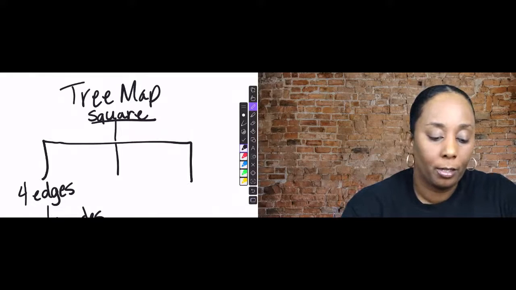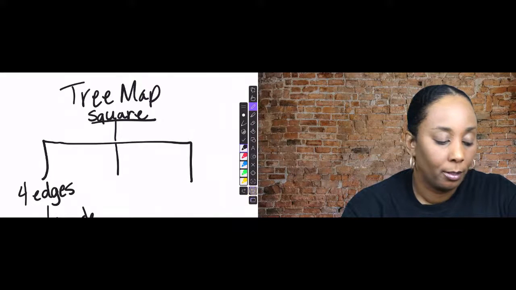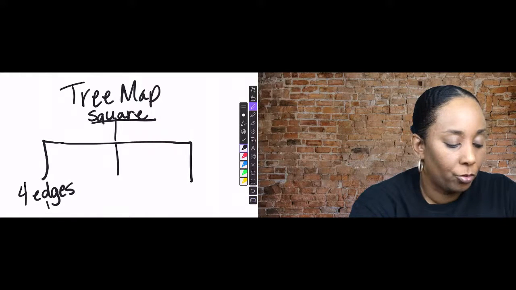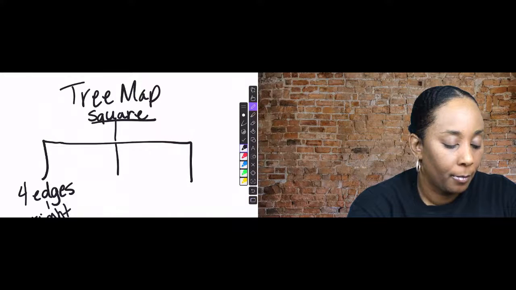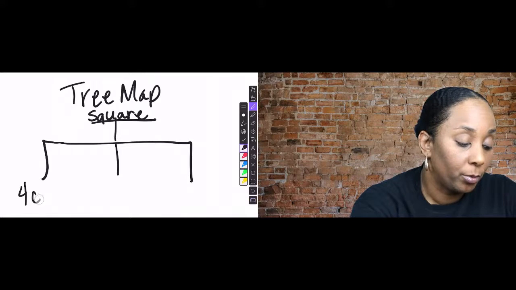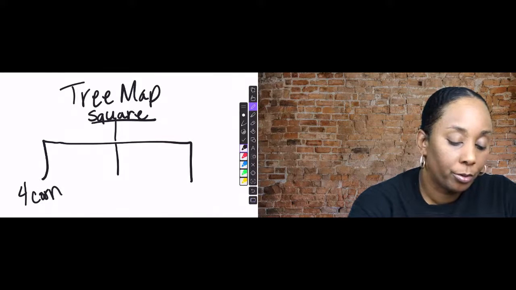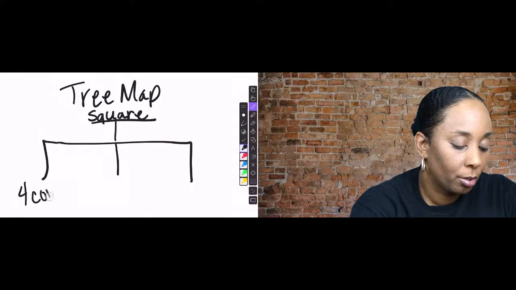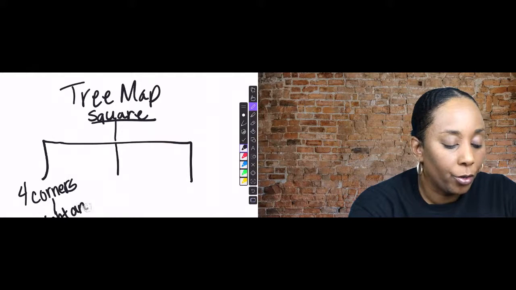No, you can't see that. Let me. So the edges, not the edges, corners. I don't know why my brain is moving slow tonight. The corners create right angles.